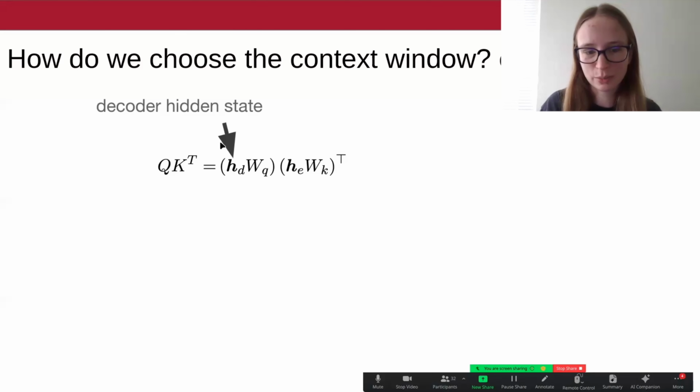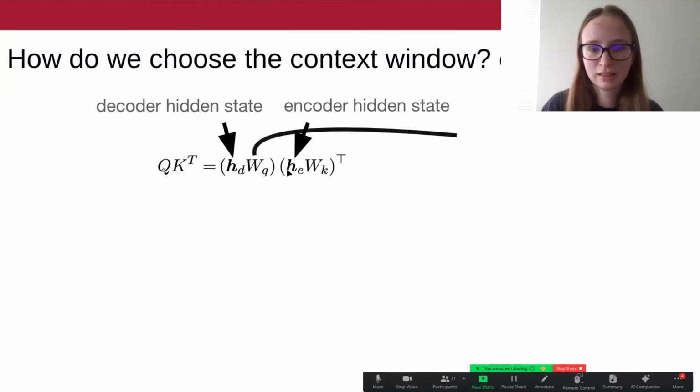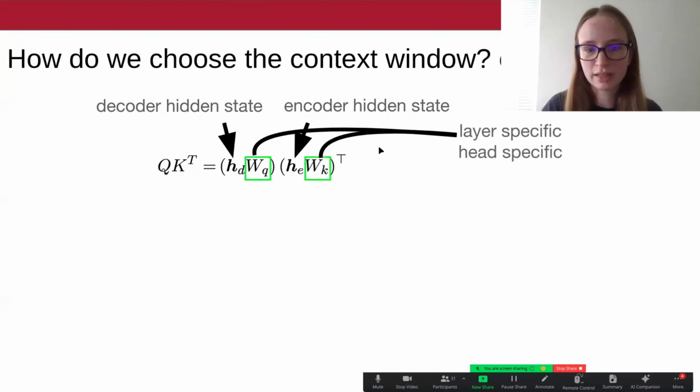Here we have the hidden states from the decoder. We have the hidden states from the encoder, this last hidden layer. And then we have these weight matrices for the queries and the keys that determine layer and head specific attention, right? This is the QK^T, which is the weighting part of the attention.